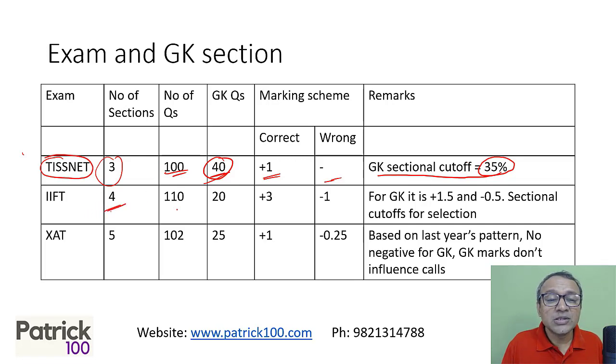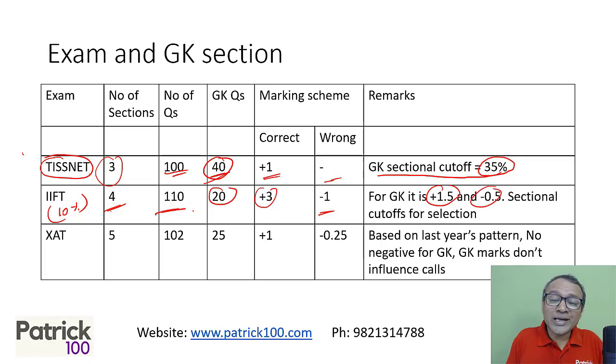IIFT has 4 sections, number of questions 110. GK forms 20, but GK weightage is half. A normal question is +3, -1. GK is almost +1.5 and -0.5. So technically, GK forms 10% of the weightage of the IIFT paper, if I convert into marks out of 100. In TISSNET, remember, it is almost 40% of the weightage.